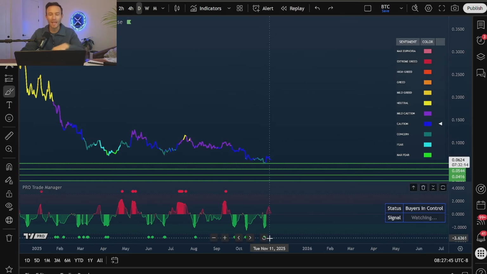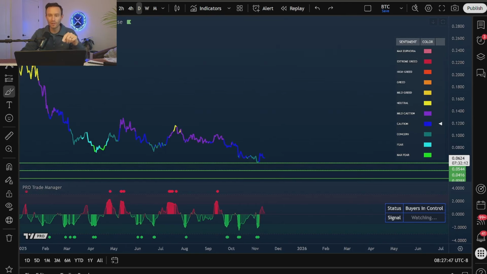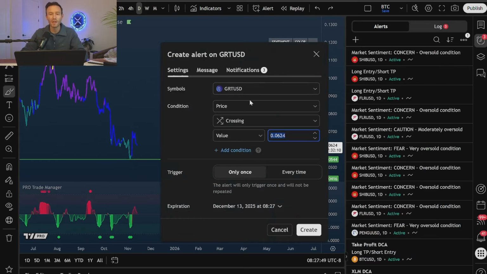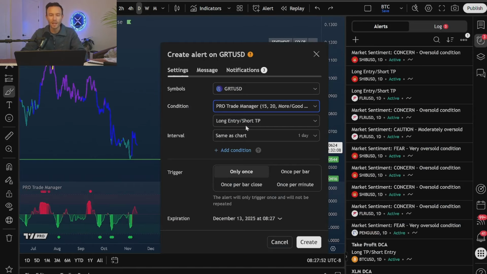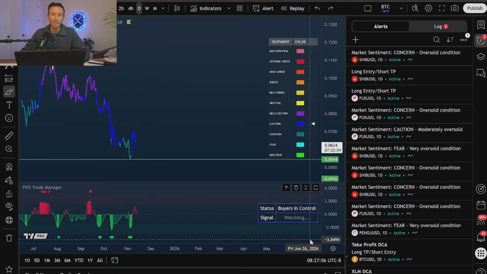If you get that and you get a green dot, you have double confirmation. So how do you set up an alert for a green dot? Come over here to plus. We've made this so simple. It's going to default here to long entry. Go once per bar close and click create. That's all you guys are doing.